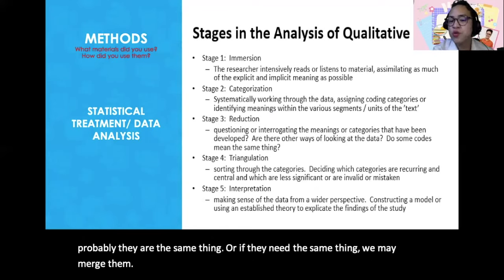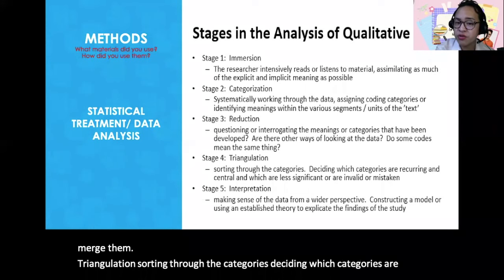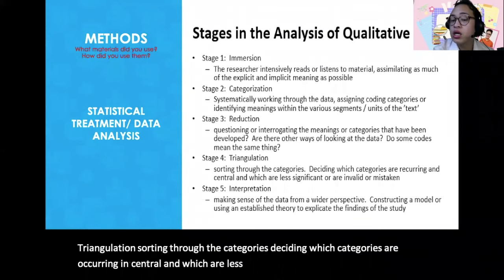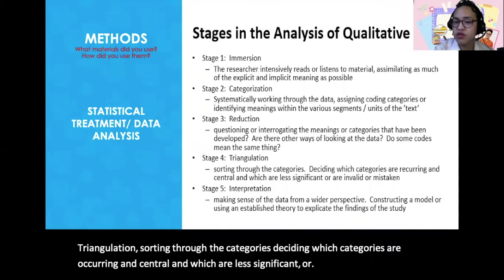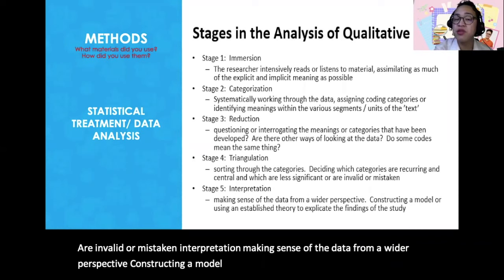Triangulation: sorting through the categories, deciding which categories are recurring and central and which are less significant or are invalid or mistaken. Interpretation: making sense of the data from a wider perspective, constructing a model or using an established theory to explicate the findings of the study.